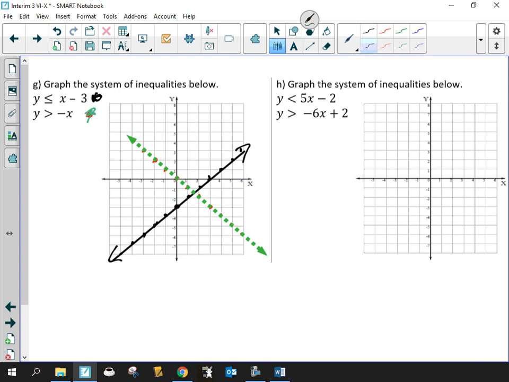Now, I'll change this to green just so we're all clear. So the black one is y is less than. So I would put my pen on the line, and I know I'm going to be shading down from this line. The green line is greater than, so from this line I'll be shading up. And so the only region where both of those are true is this region right here.